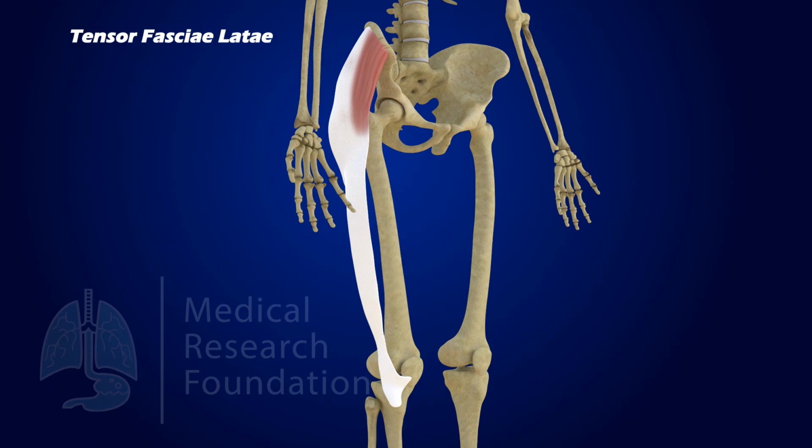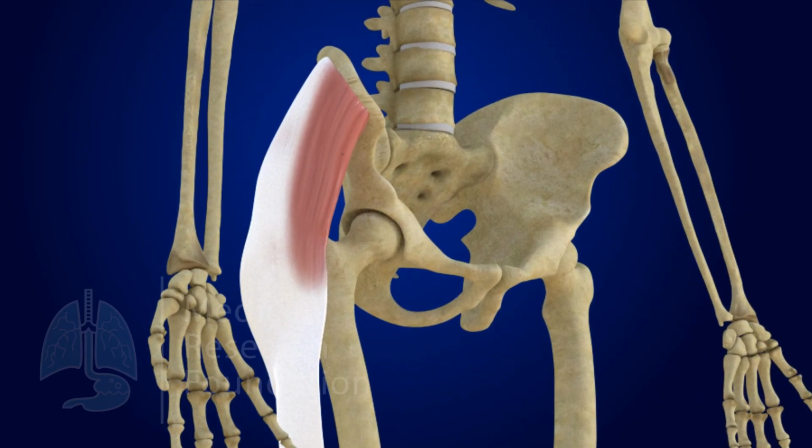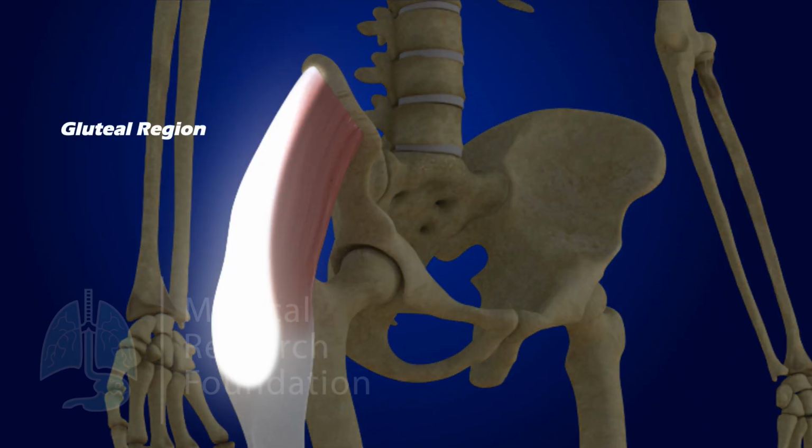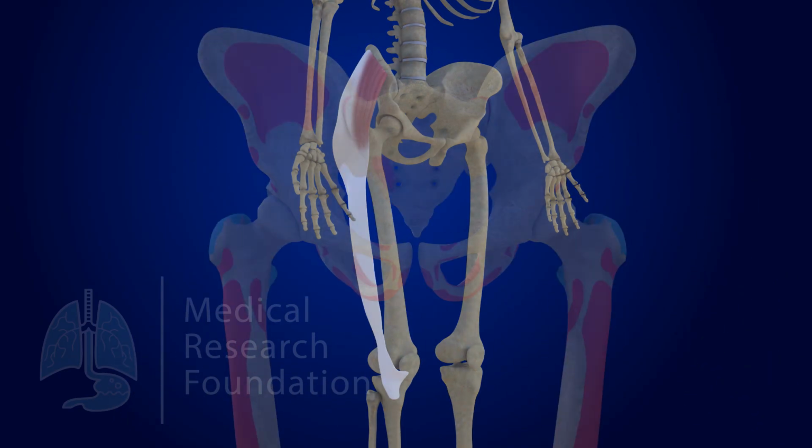Tensor fasciae latae. It is a short, thick muscle which lies in front of the junction of the gluteal region and the upper part of the front of the thigh.